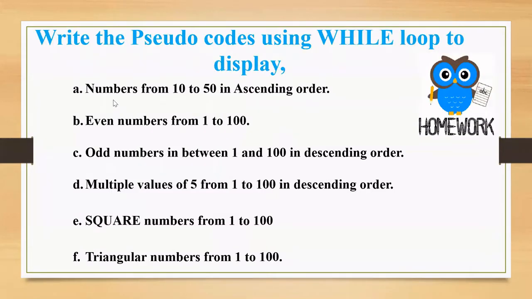So those are the homework. I asked you to write down, draw the pseudocode and flow chart to get the outputs, right? So this is our first one. What is the first one? The numbers from 10 to 50 in ascending order, right? You can see the starting point is 10 and the end point is 50, and you need ascending order.